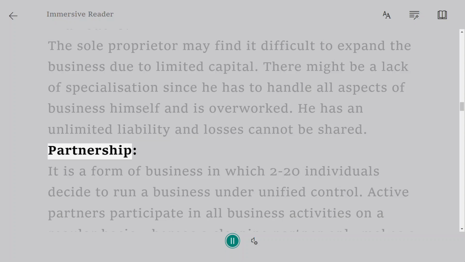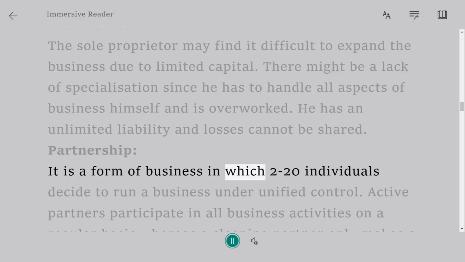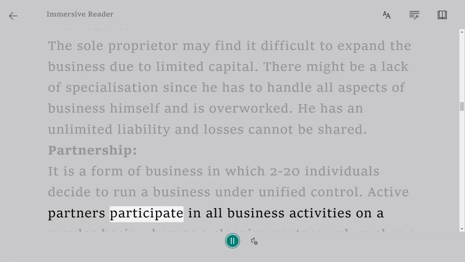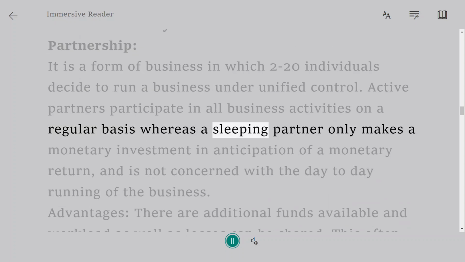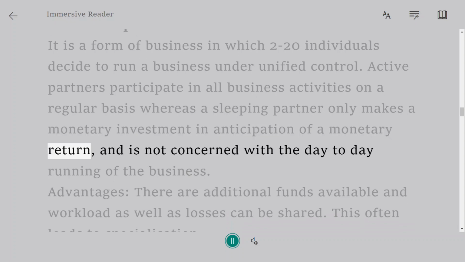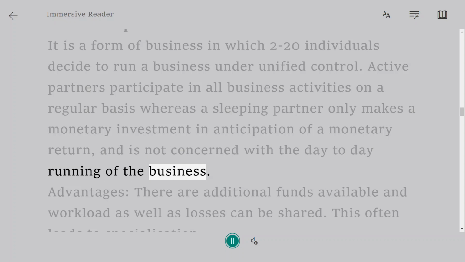Partnership. It is a form of business in which 2 to 20 individuals decide to run a business under unified control. Active partners participate in all business activities on a regular basis, whereas a sleeping partner only makes a monetary investment in anticipation of a monetary return, and is not concerned with the day-to-day running of the business.